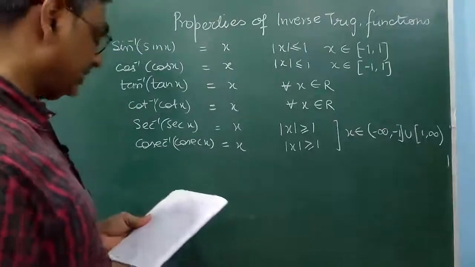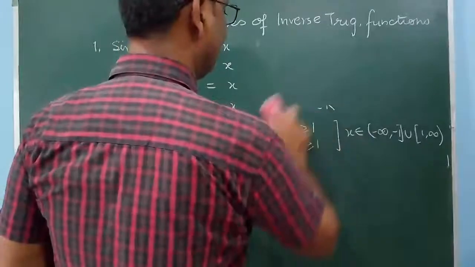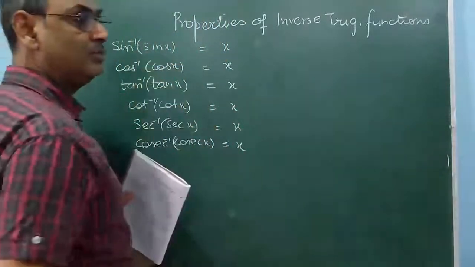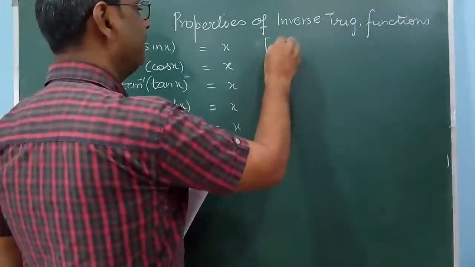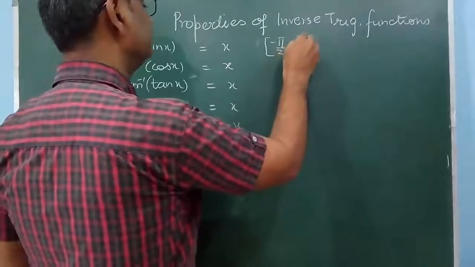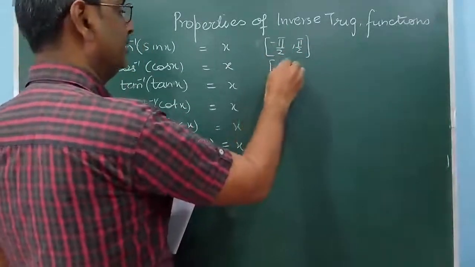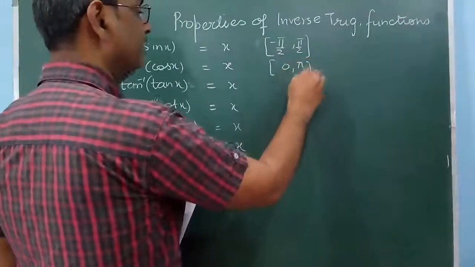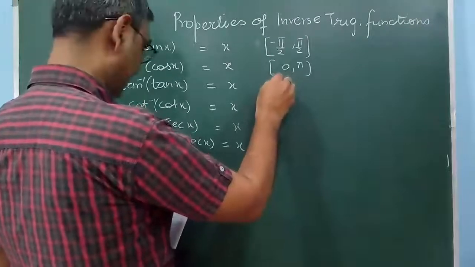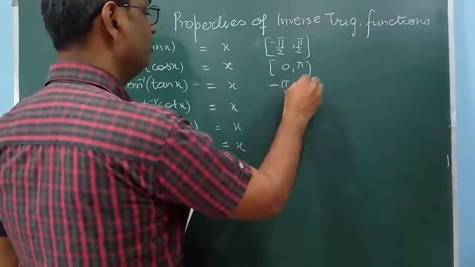Now here what will it be? Here we will be removing it. Here we will be giving the angles. What is the domain of this? Minus pi by 2 to pi by 2. -1 to 1, 0 to pi, and for tan the same, minus pi by 2 to pi by 2.